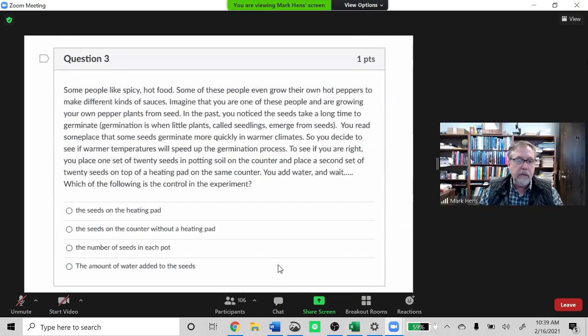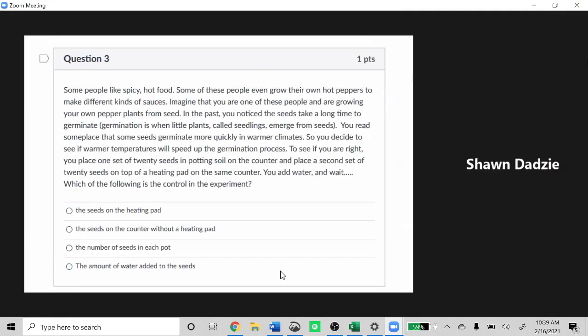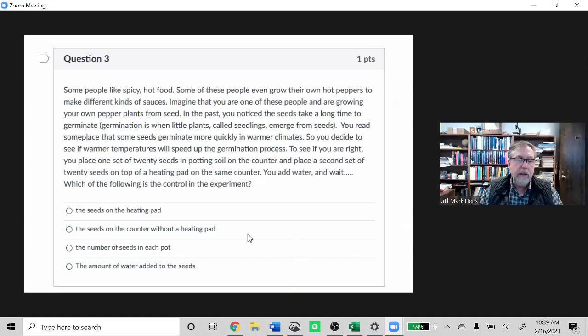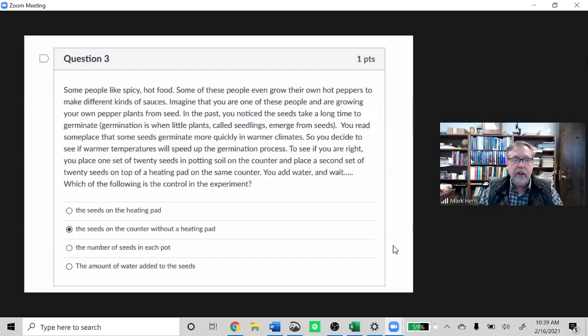What's the control in the experiment? A, B, C, or D? B. The seeds on the counter without the heating pad? Yes. Right? So that's the condition that's held constant. The thing that you're comparing.